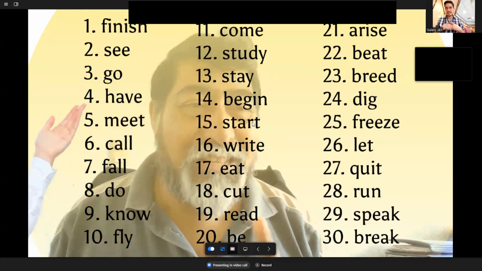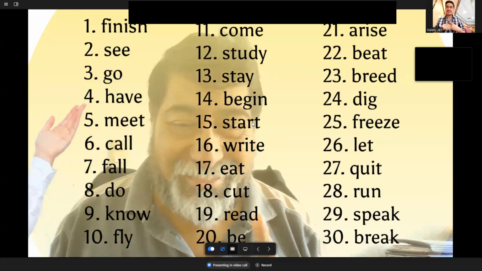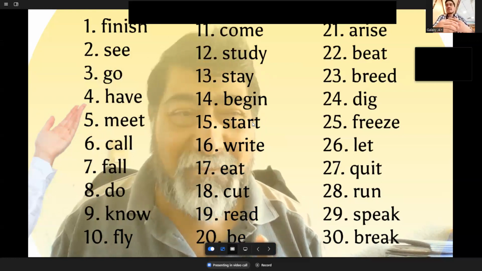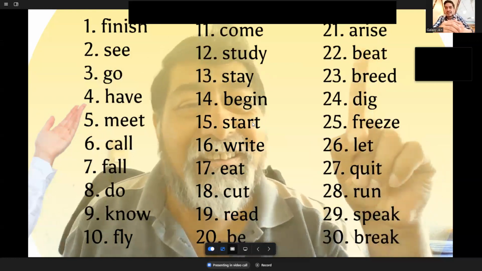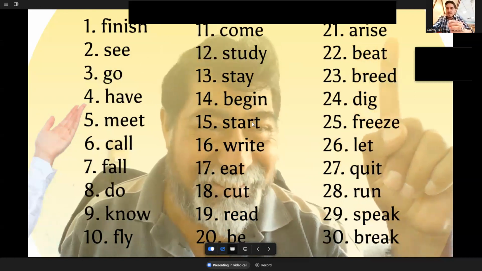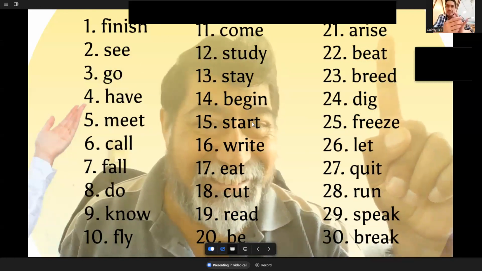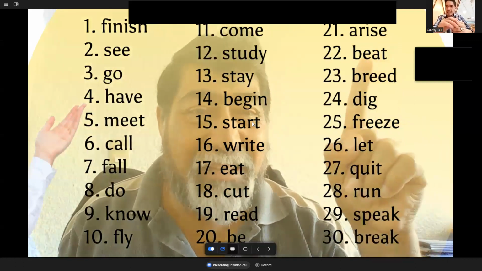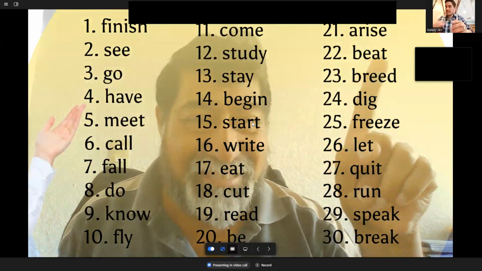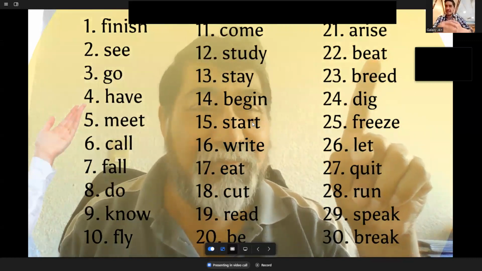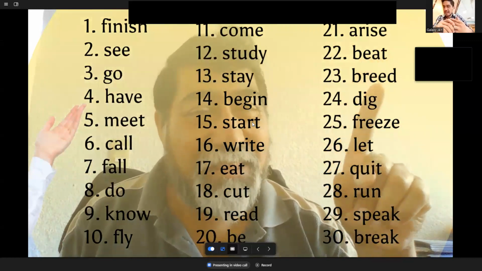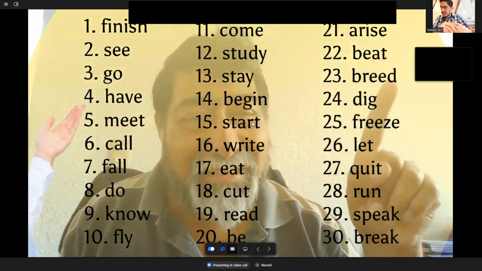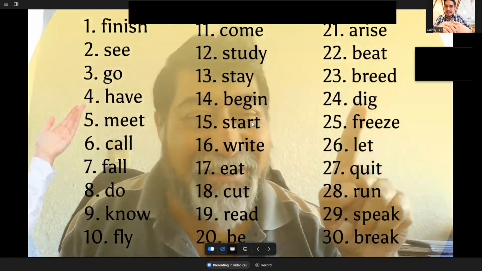Then we have read, read. Be, been. Arise, arisen. Okay. Beat, beaten. Breathe. Dig.